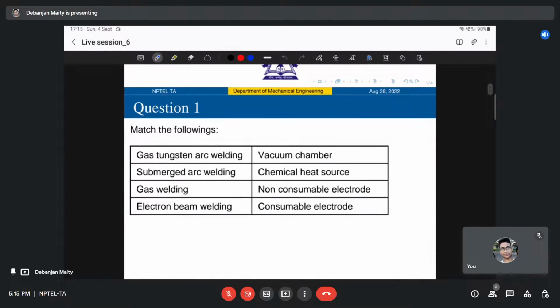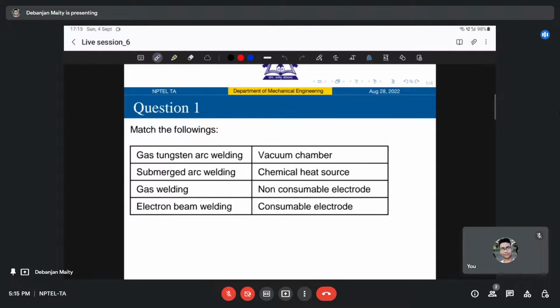So the first question asks to match the following. There are four different types of welding, and with them, which would be matched in regard to different kinds of welding. There are different kinds of welding such as gas tungsten arc welding, submerged arc welding, gas welding, electron beam welding, and there are four different items like vacuum chamber, chemical heat source, non-consumable electrode, and consumable electrode.